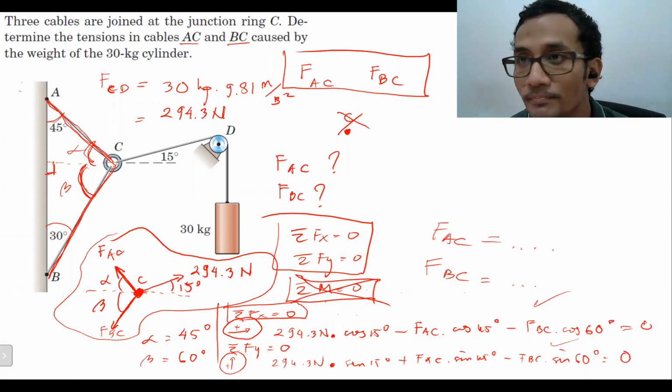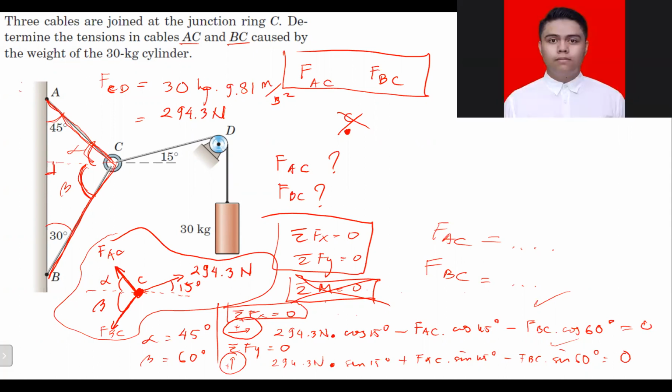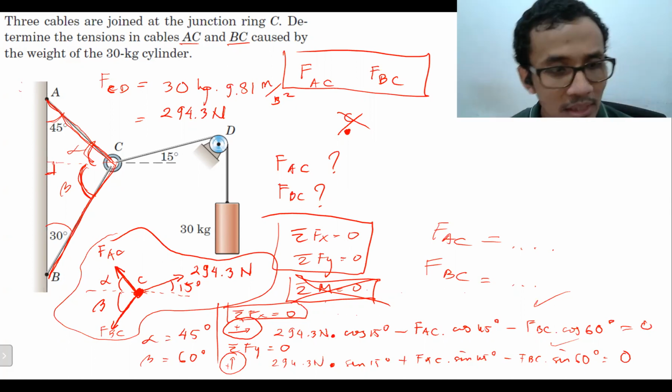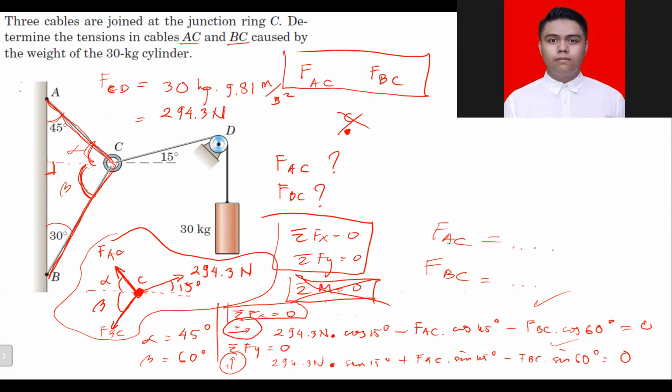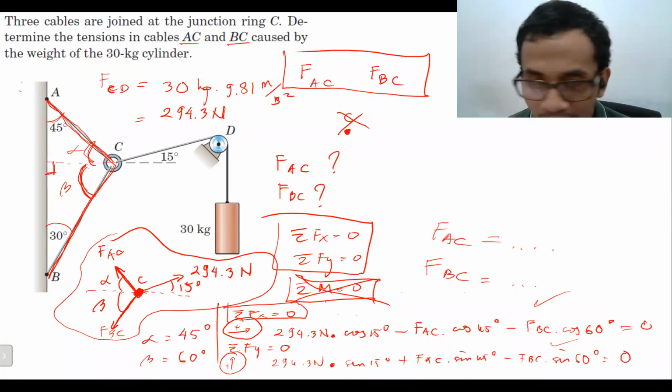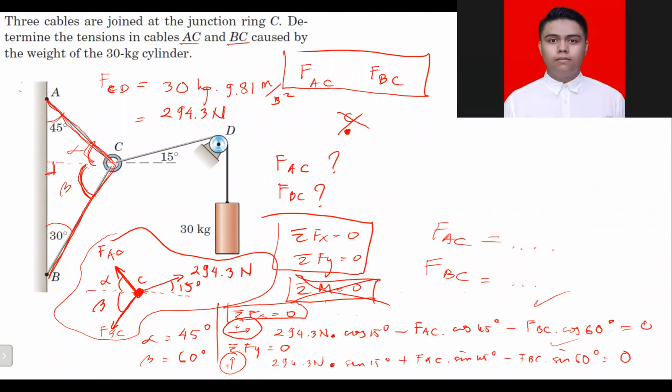Sir, is it safe to assume that FAC and FBC have the same magnitude but are only different by their trigonometric ratios? That FAC and FBC and the equations below are the same but only different because of their trig ratios. No, not necessarily always like this.